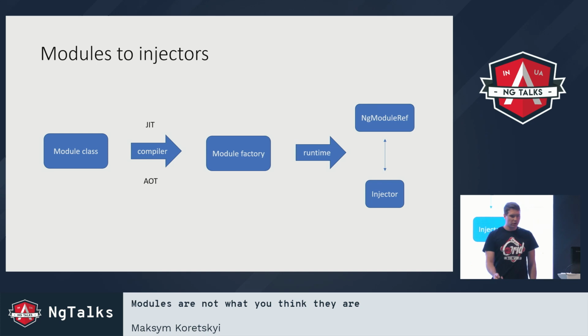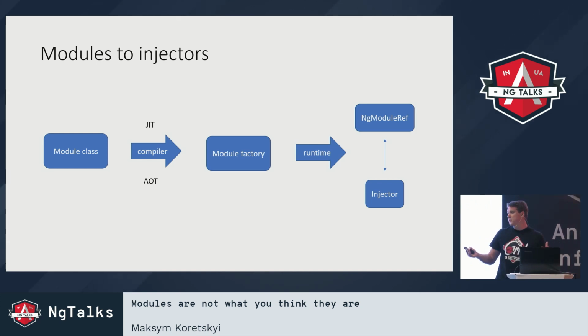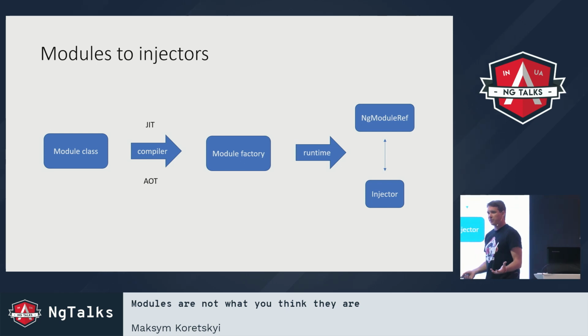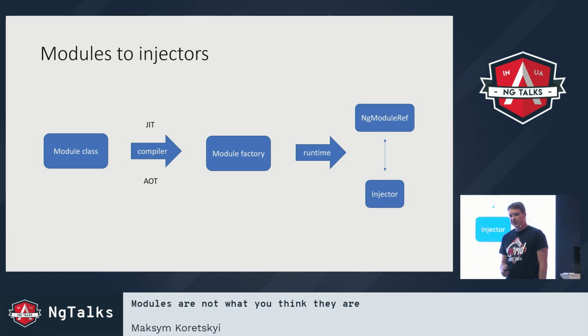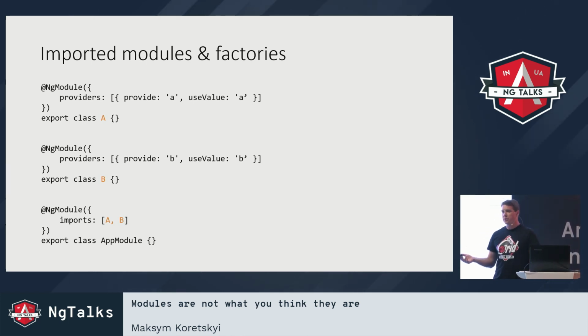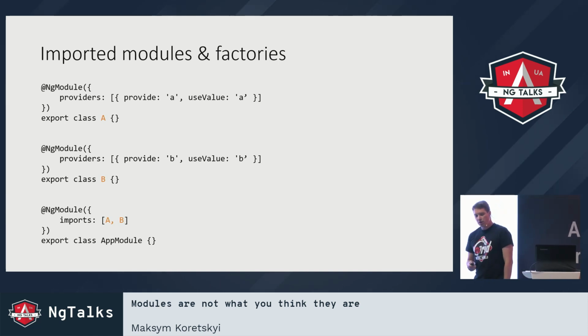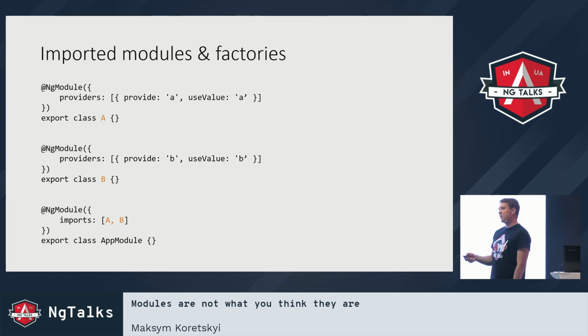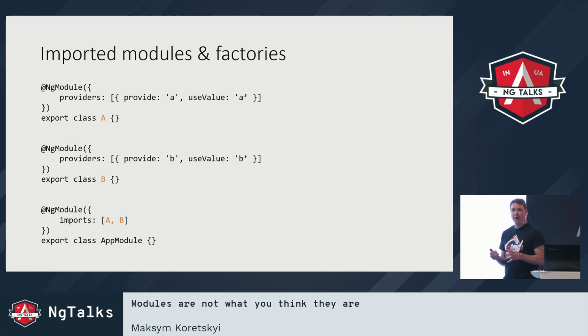Now you're looking at that, and maybe you're wondering, we have so many modules in Angular. Does every single module in Angular have its own factory? Well, we can test it. Here I have two modules, A and B. They are both imported into the main app module. So, can you guess how many factories are going to be there when Angular compiles this app module?